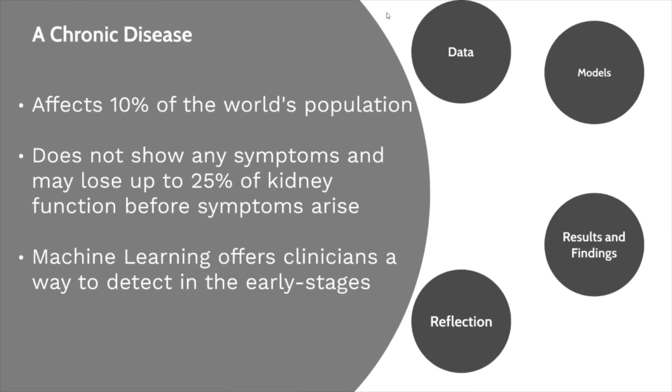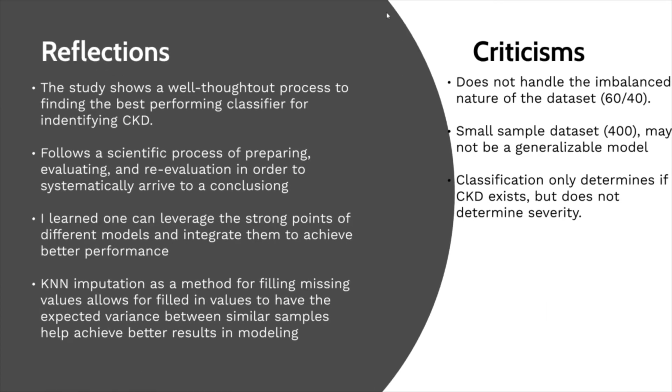Finally, the study overall shows a lot of promise for it to be used for an actual medical tool. The researchers showed a clear, well thought out process to find the best performing classifier for identifying chronic kidney disease. The researchers were systematic in their approach and were able to handle the missing values in the data by way of KNN imputation. The most fascinating approach I learned was to use an integrated model in order to leverage a model's strong points. This is something that could be used in the final project in order to achieve a stronger performance.